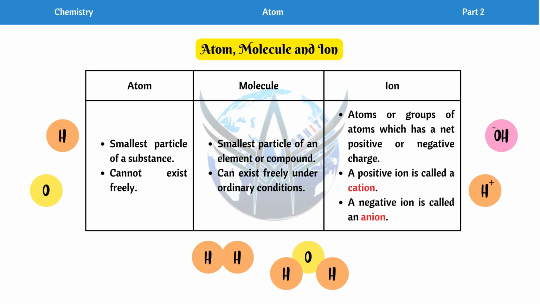Then thirdly we have ions. If we take the definition of ions, atoms or groups of atoms which have a net positive or negative charge are known as ions. Or we can say in short, electrically charged species are known as ions. Electrically charged means there will be a particular charge, either positive or negative. So a positive ion is called a cation and a negative ion is called an anion.